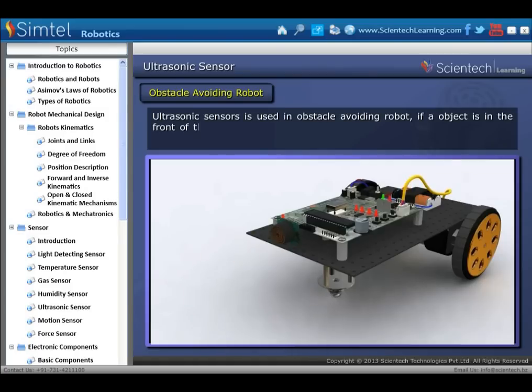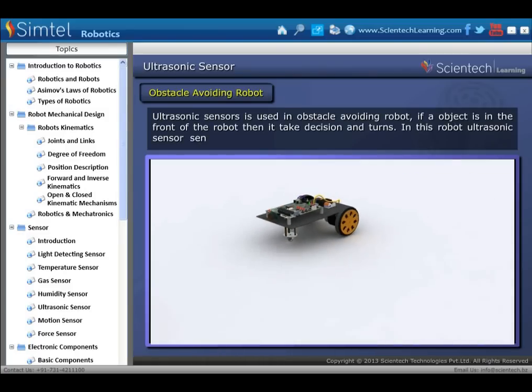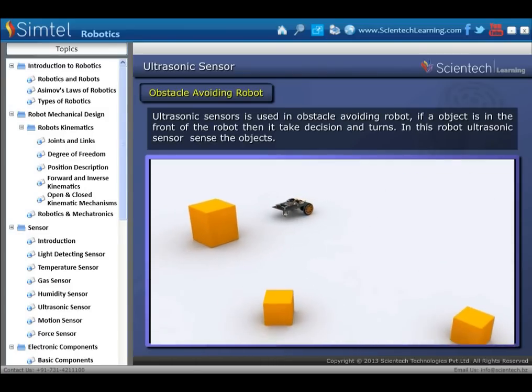Next, we are going to discuss application of ultrasonic sensor. Ultrasonic sensor is used in obstacle avoiding robot. If an object is in front of the robot, then it takes a decision and turns. In this robot, ultrasonic sensor senses the objects.